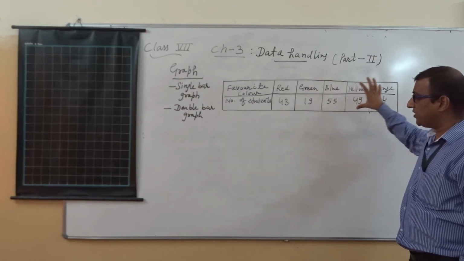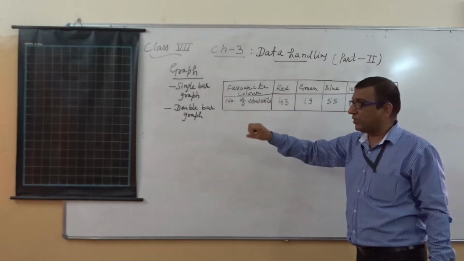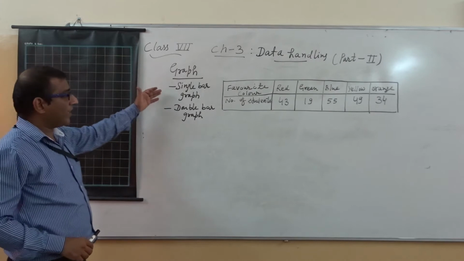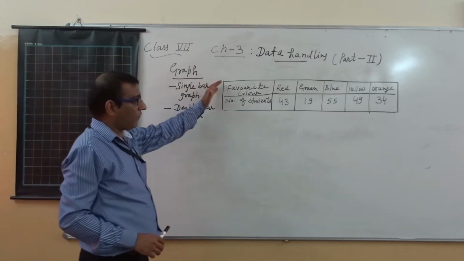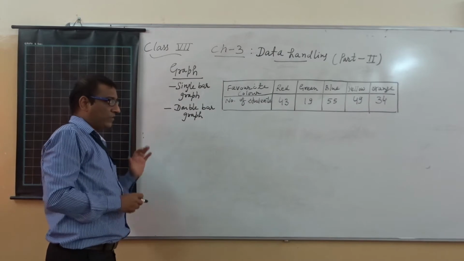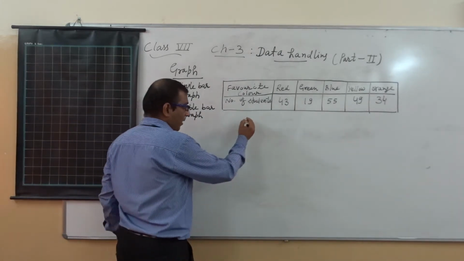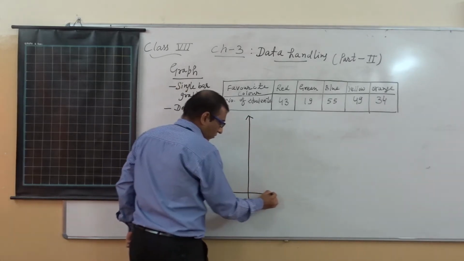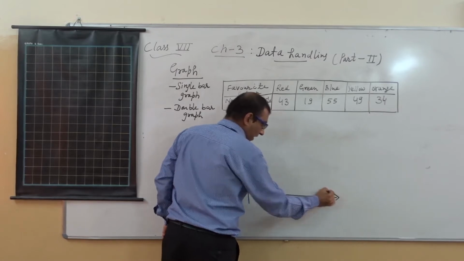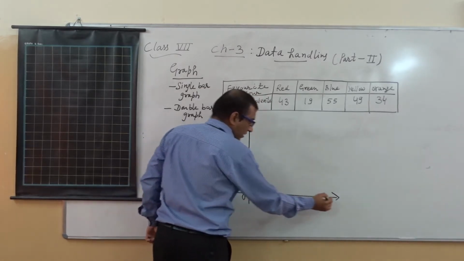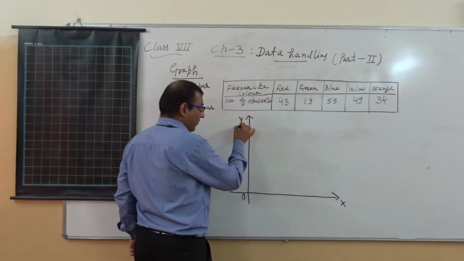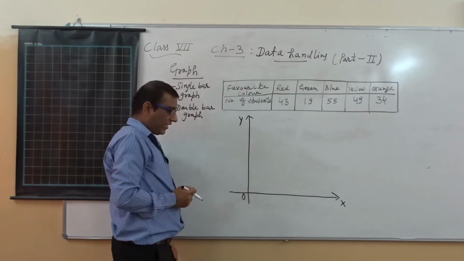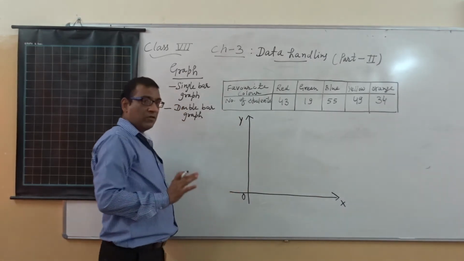So this is the information which is given, but how can we show this information on graph paper? What is the meaning of single bar graph? How can we show this information on a bar graph? This is the question. How can we make the bar graph? First we will draw a vertical line, and then a horizontal line. So this is O, this is X, this is Y. OX is the horizontal axis and OY is the vertical axis, and this point is known as the origin.